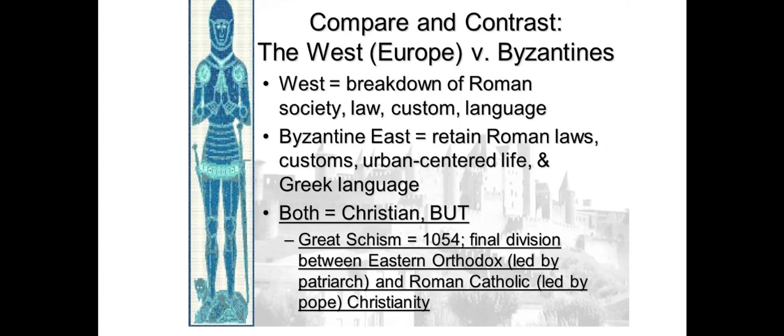Another important distinction is they have different types of Christianity. In the eastern part of Europe, for the most part, they have what's called Orthodox Christianity, whereas in the West, they had Roman Catholicism, which then broke down into two types of Christianity, Roman Catholic and Protestant, but we'll get to that later.